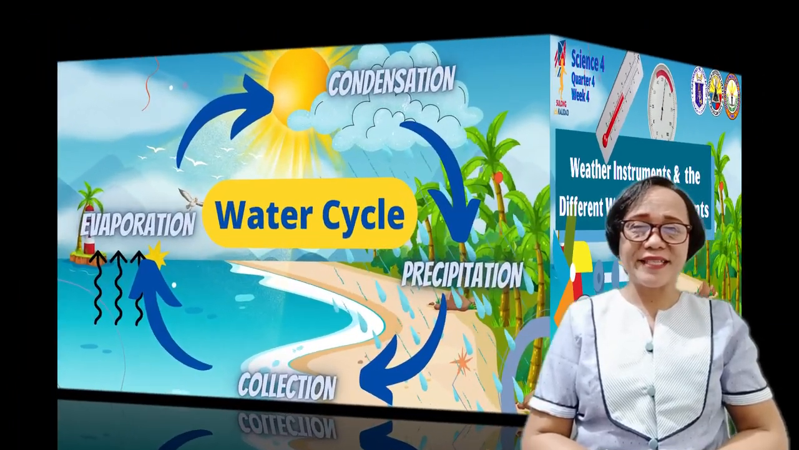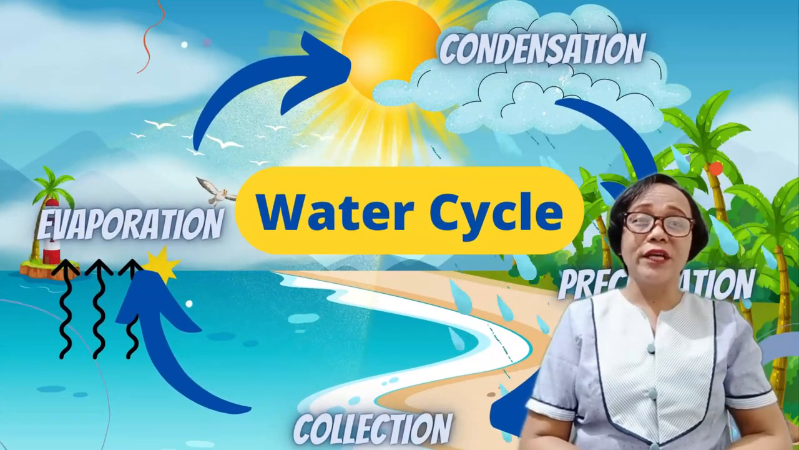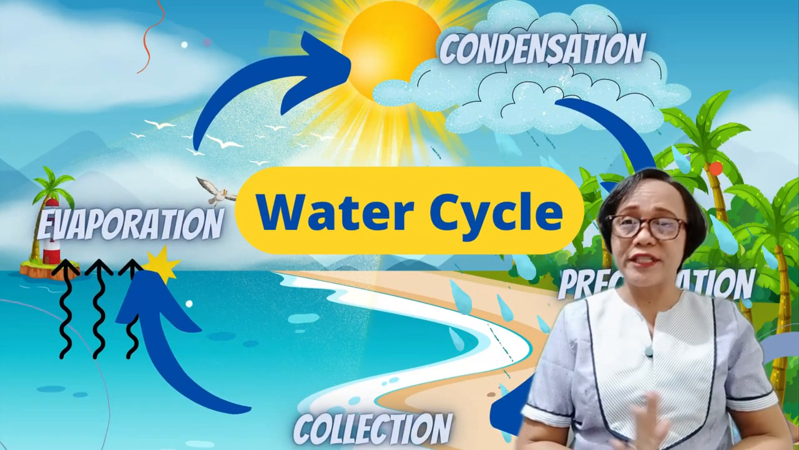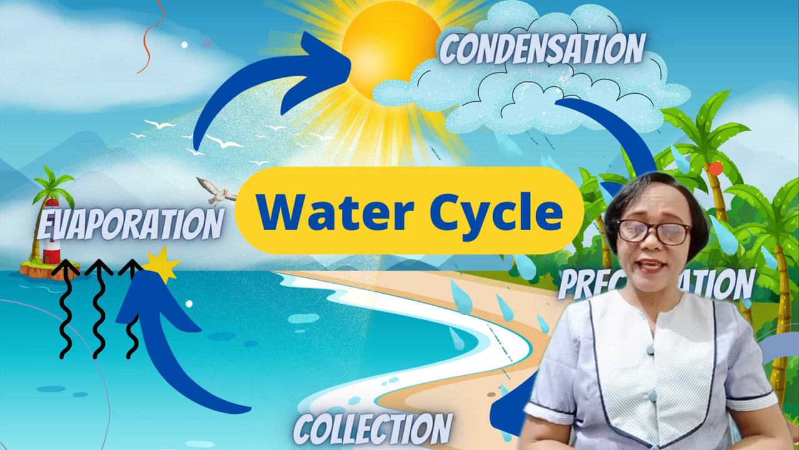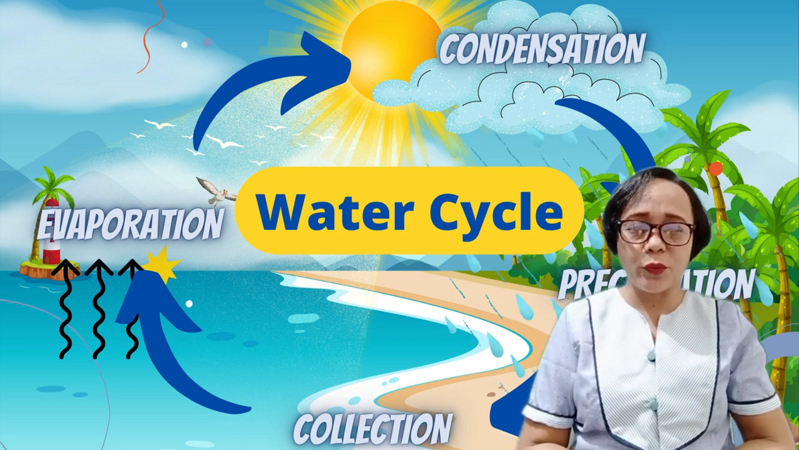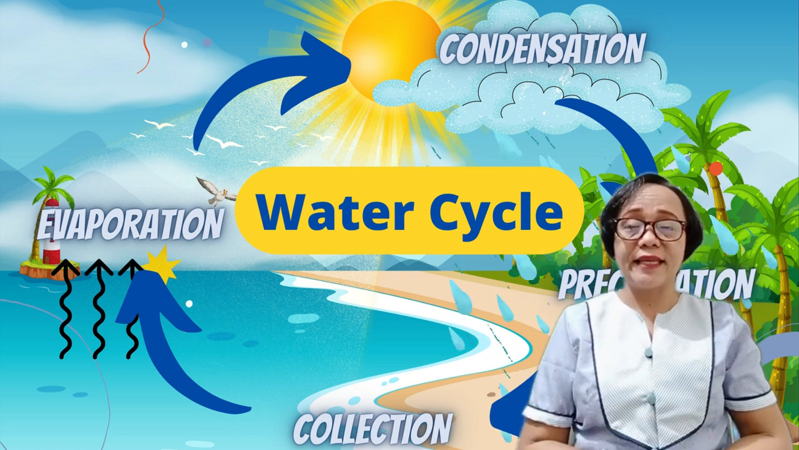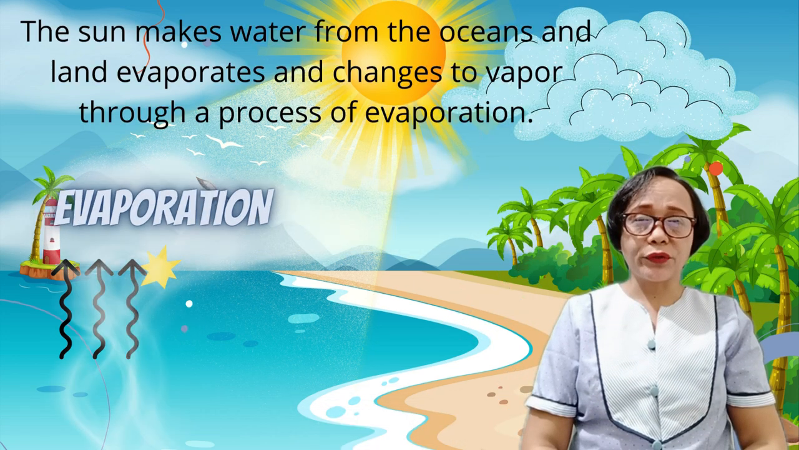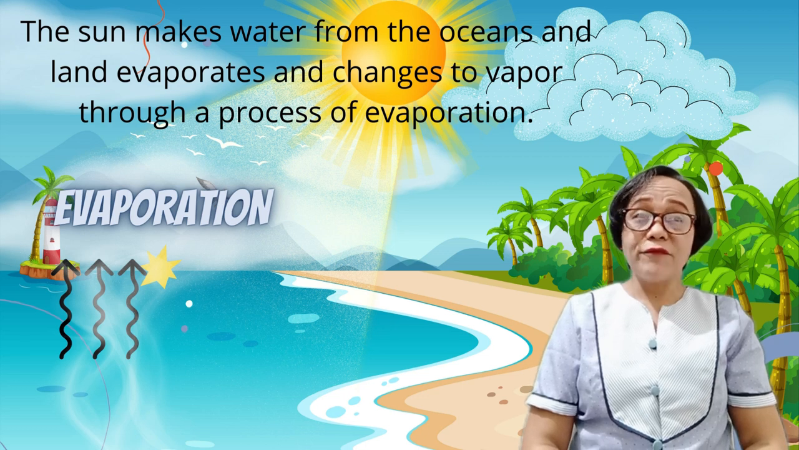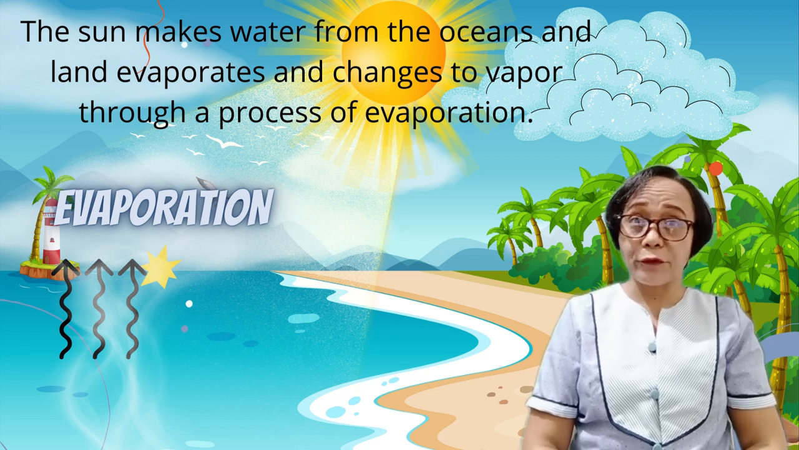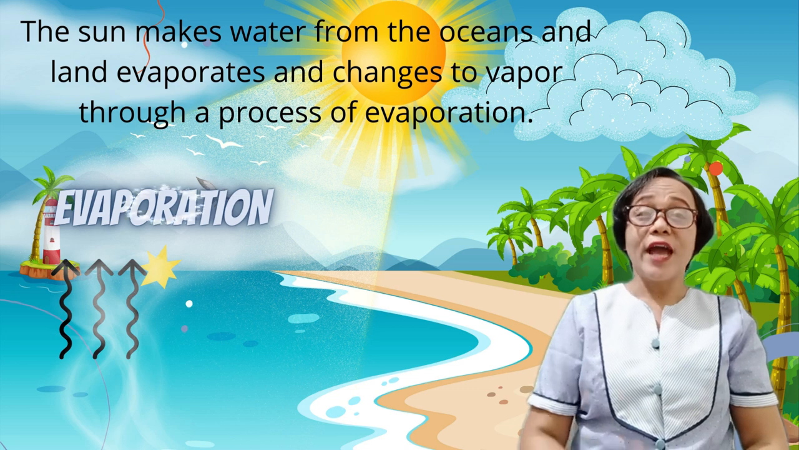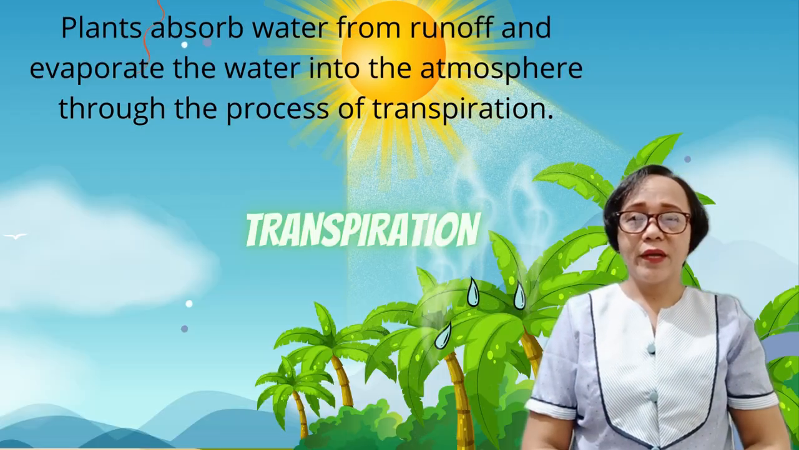In our previous lesson, you have learned about the importance of the water cycle. Water cycle is a continuous movement of water on Earth's surface with the help of the sun's heat. The sun makes water from the oceans and land evaporate and change to vapor through the process of evaporation.